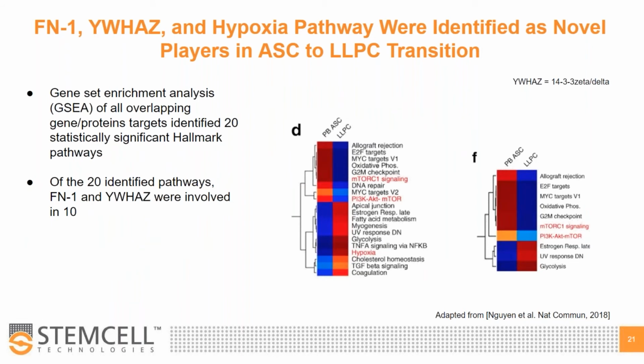Further, their gene set enrichment analysis of overlapping gene-protein targets identified 20 statistically significant hallmark pathways, and these pathways included mTOR complex 1 signaling, PI3 kinase, AKT, mTOR signaling, and hypoxia. Out of the 20 identified pathways, fibronectin and YWHAZ were involved in 10, including the mTOR signaling, but not including the hypoxia.